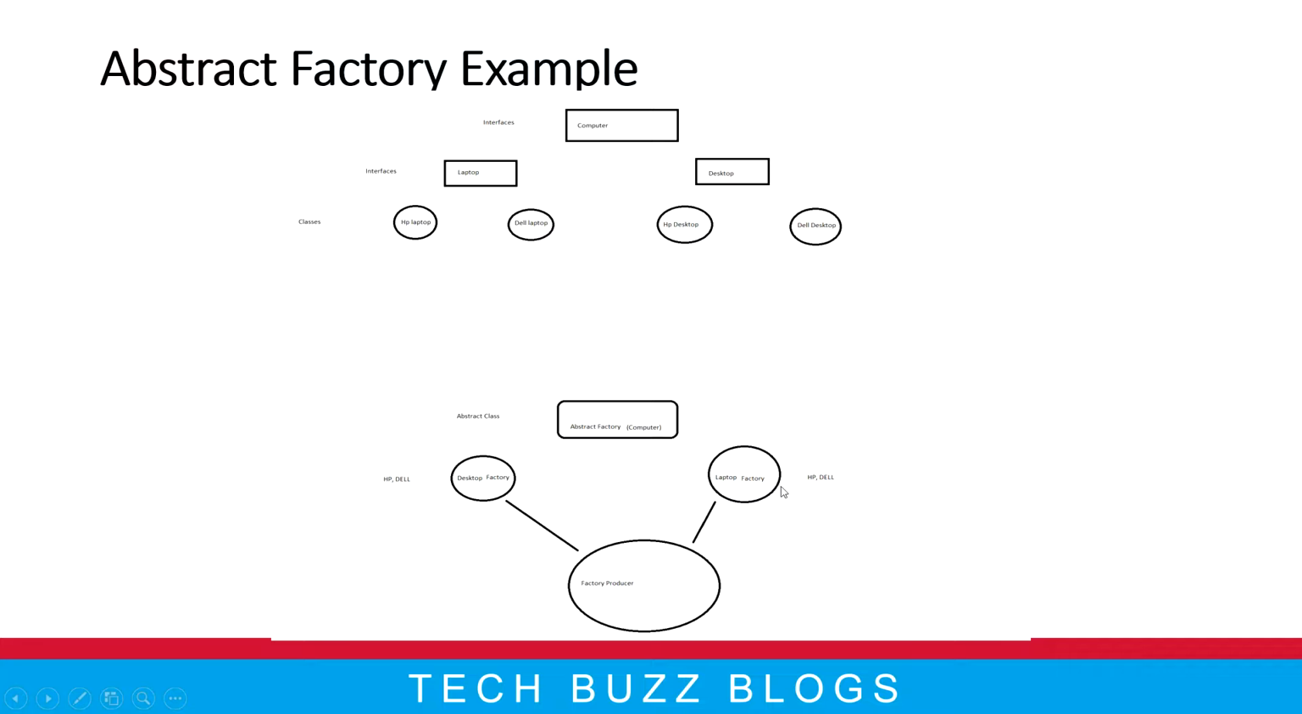Obviously, if you are extending this factory and giving an implementation, those implementations have to decide. Those factory classes can decide whether I need to return an HP laptop or a Dell laptop. The same way, the desktop factory has to decide whether I need to provide the HP desktop or the Dell desktop. So that factory class can define which one I need to return. This you can do with the help of an if-else condition. Then this is the factory producer.